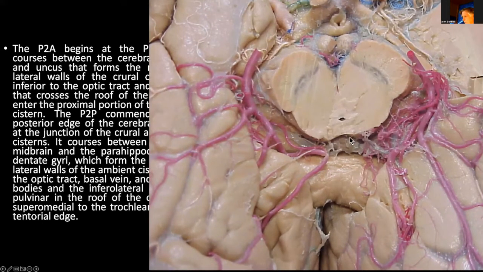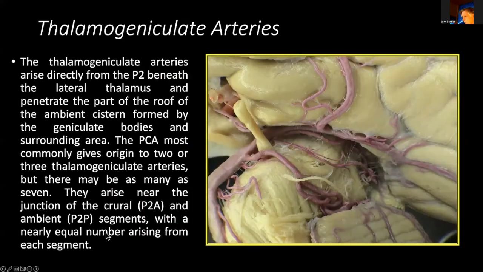Pineal gland. The thalamo-geniculate arteries arise directly from P2 beneath the lateral thalamus and penetrate the part of the roof of the ambient cistern formed by the geniculate bodies and surrounding area.